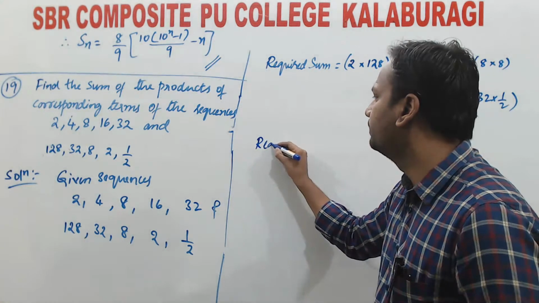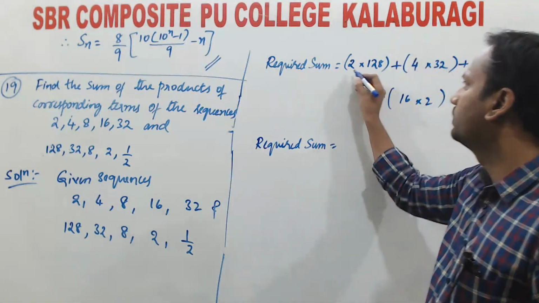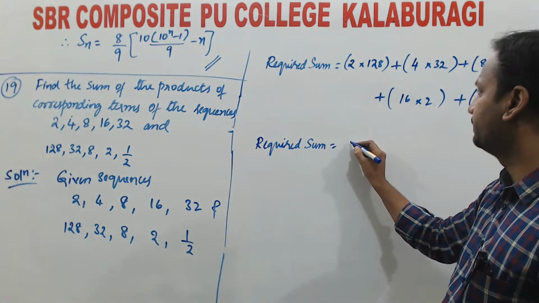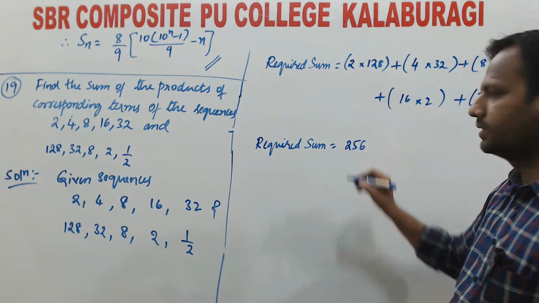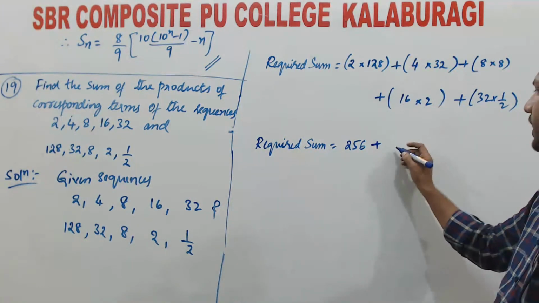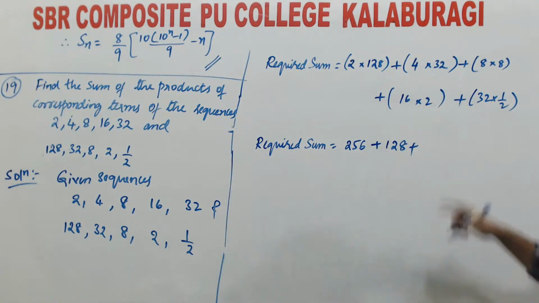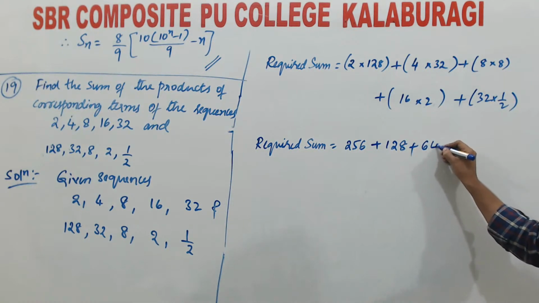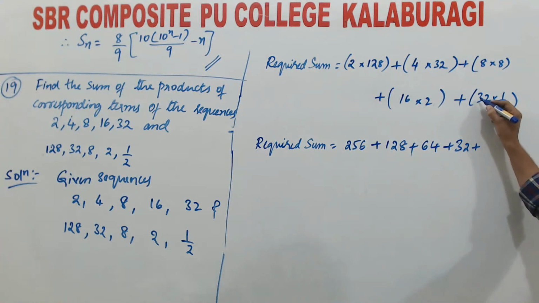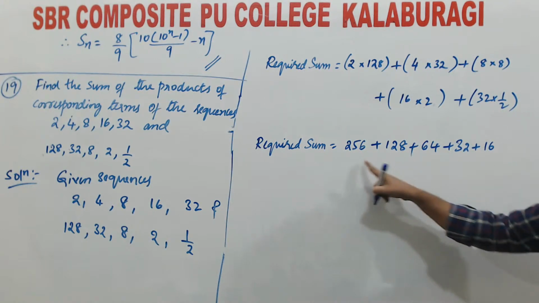So now the required sum. Let us multiply here. 2 into 128 becomes 256. Next, 4 into 32 will be 128. 8 8s are 64. Next, 16 2s are 32. Next, 32 into 1 by 2 is 32 divided by 2, which will be 16. You are getting what here?